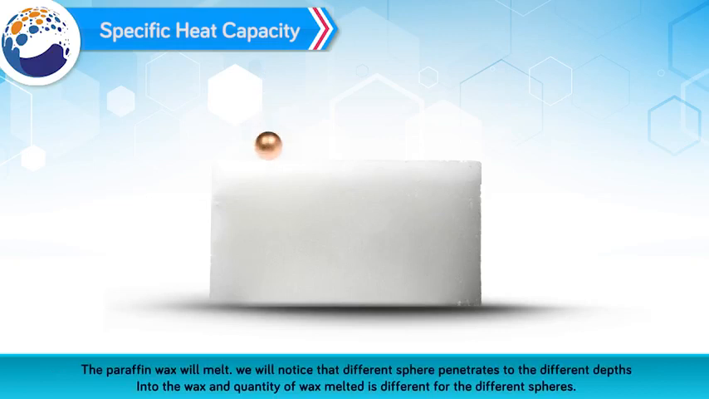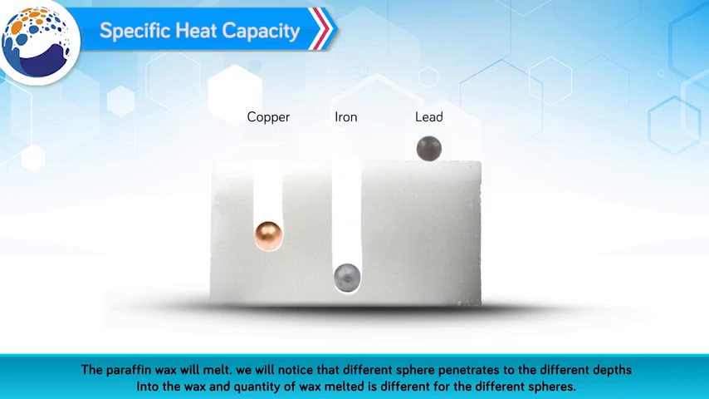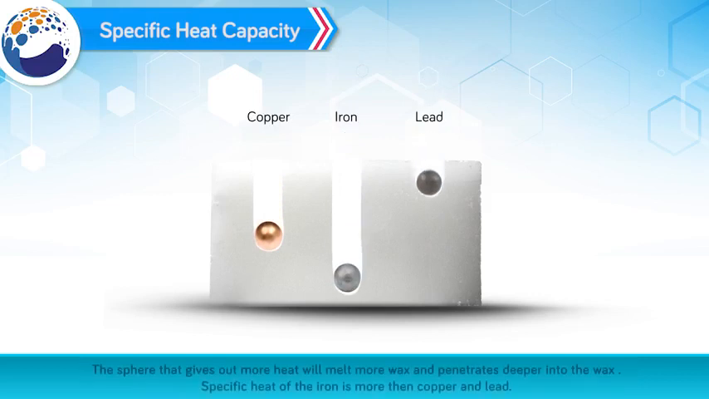The paraffin wax will melt, but we will notice that different spheres penetrate to different depths into the wax, and the quantity of wax melted is different for different spheres. The sphere that gives out more heat will melt more wax and will penetrate deeper into the wax. Specific heat of iron is more than copper and lead.